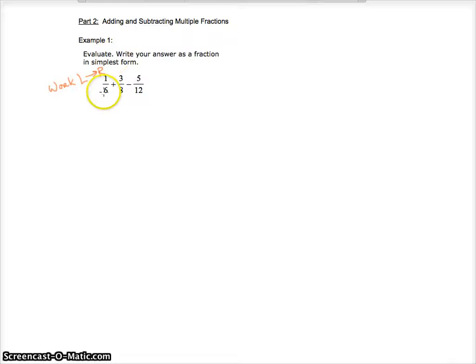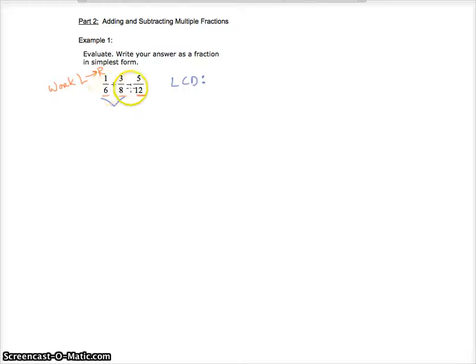But before I do, I notice that I've got 1/6 plus 3/8 minus 5/12. None of my denominators are the same. So what we're going to do is break this into two different problems. We're actually going to do this problem first. But first we need to find our LCD of 6, 8, and 12.